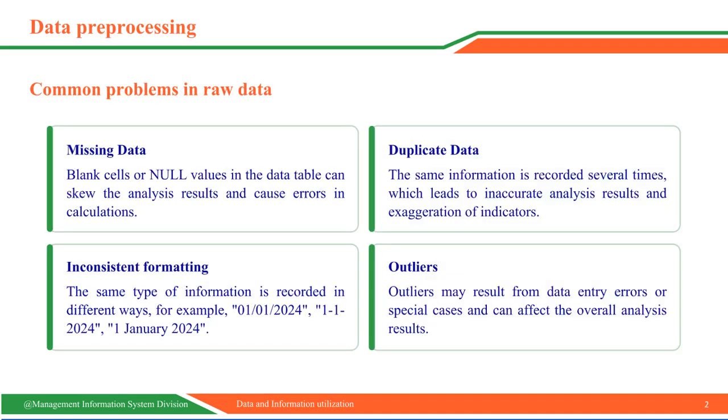Common issues in data: missing data. For example, in a survey table, a respondent leaves the income question blank, which affects accuracy. Duplicate data. The same customer is entered twice. Sales may be counted twice. Inconsistent formatting. Dates recorded in different formats are difficult for computers to aggregate. Outliers. For example, a store's revenue is recorded as $1 billion instead of 1 billion VND. The average result is skewed.